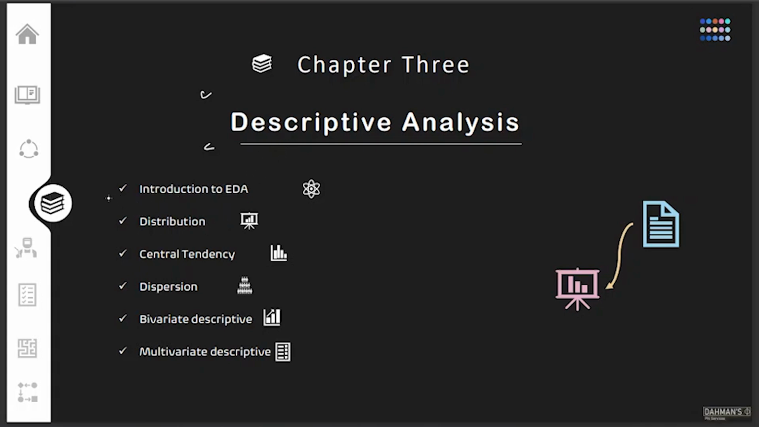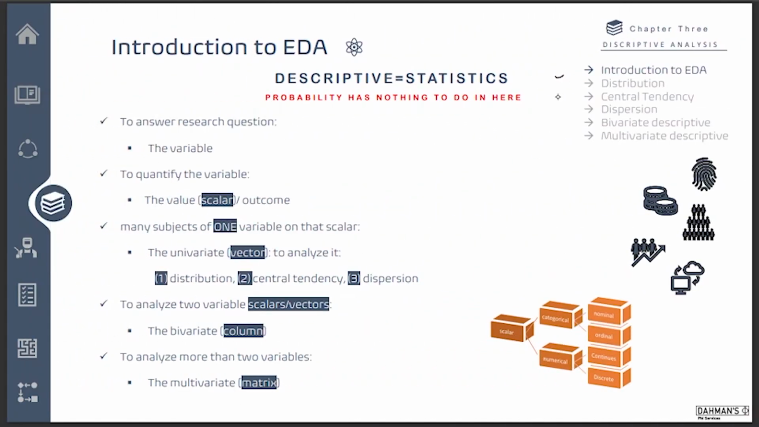So first we'll be looking at EDA, or exploratory data analysis, and then the distribution, central tendency, dispersion, and bivariate and multivariate descriptives. So first, we're going to be looking at an introduction to EDA. What does EDA mean, in the general idea?